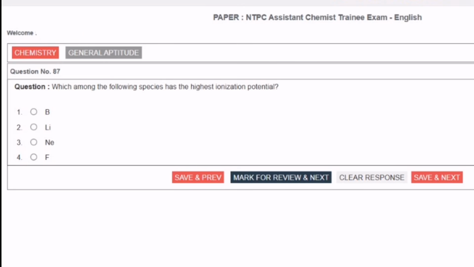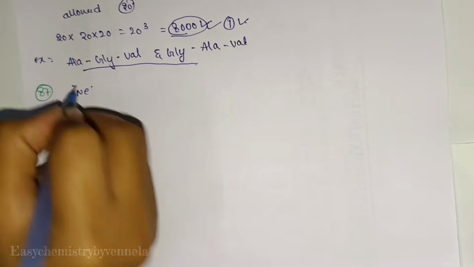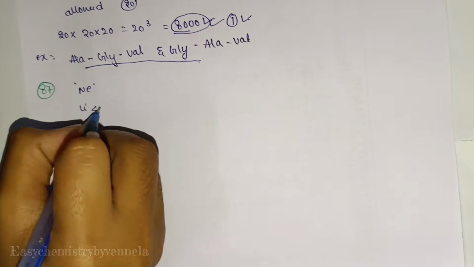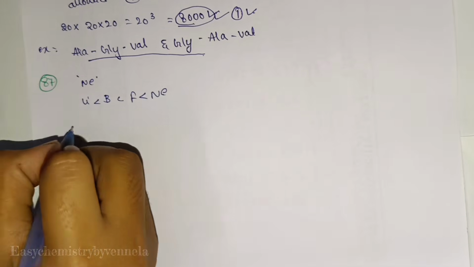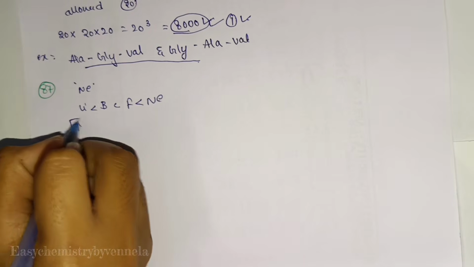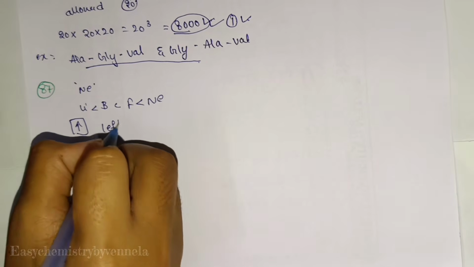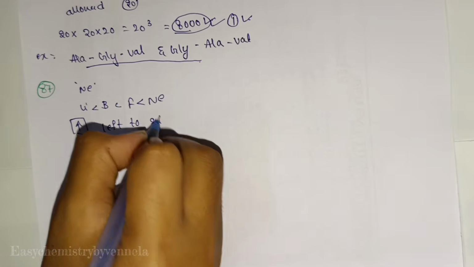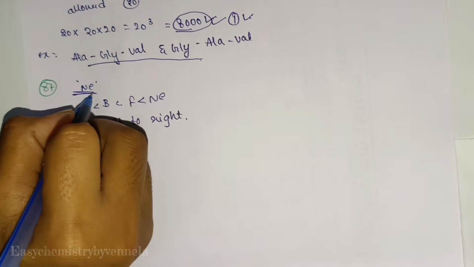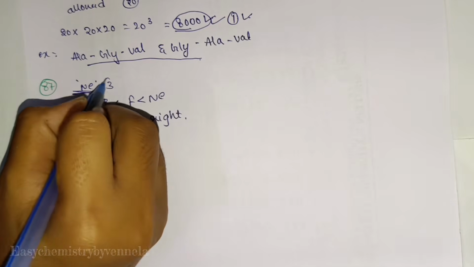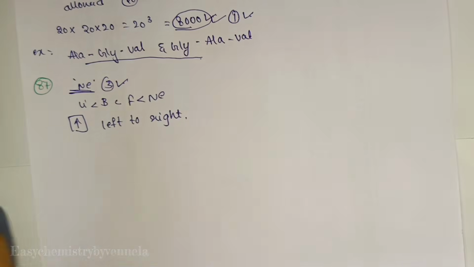Next question. Which among the following species has the highest ionization potential? That is neon. Order is lithium, boron, fluorine, neon. Ionization potential increases from left to right in periods. So the correct option is neon. The third one is the correct one.